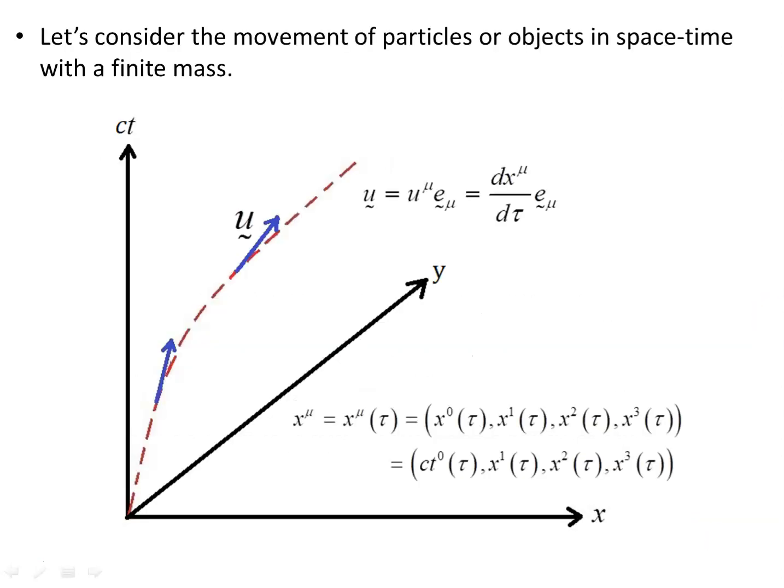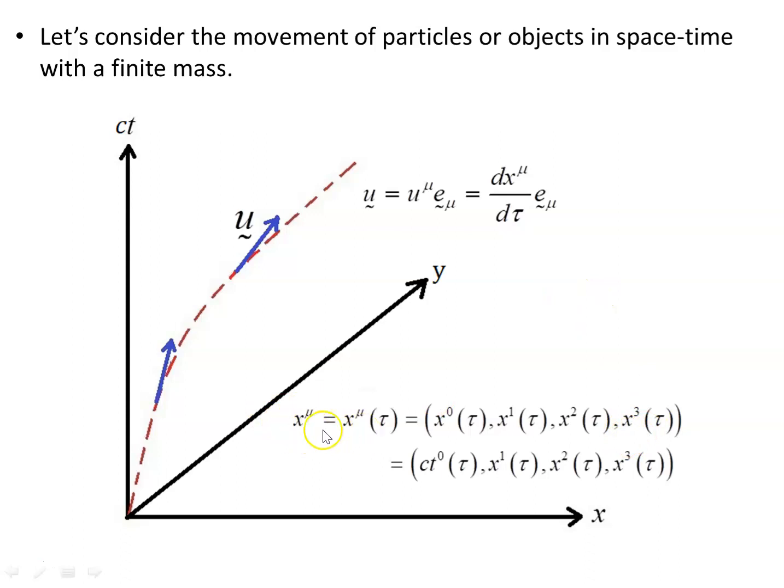So let's consider the movement of particles or objects in spacetime that have a finite mass. And we can represent that on a spacetime diagram. Its world line is the dotted red line here. The tangent vector is its forward velocity. We have two spatial and one time dimension shown here.